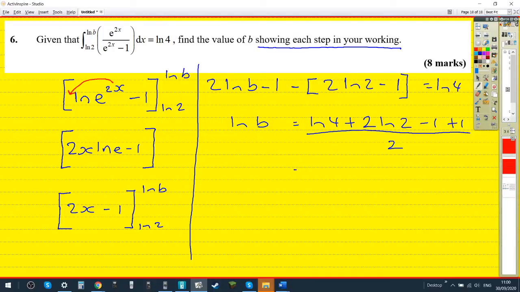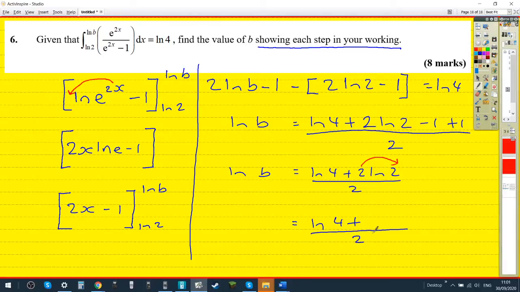Simplify. So ln 4 plus 2 ln 2 over 2. Oh, and then that will just become... What would it become? There's two ways of going about it. Make everything ln. So this is 2 ln 2. Turn that into just 1 ln. It would be ln 2 squared.